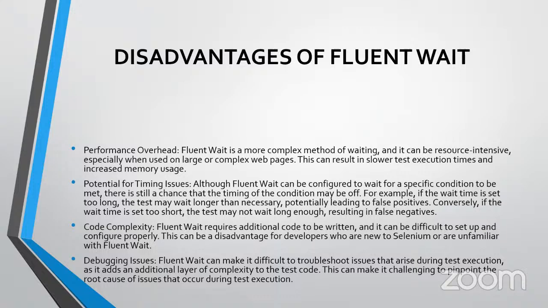And one last disadvantage we have here is debugging issues. With Fluent Wait, it can be difficult to troubleshoot issues that arise during our test execution, as it adds an additional layer of complexity to the test code. And this can make it challenging to pinpoint the root cause of the issue that occurred during test execution.